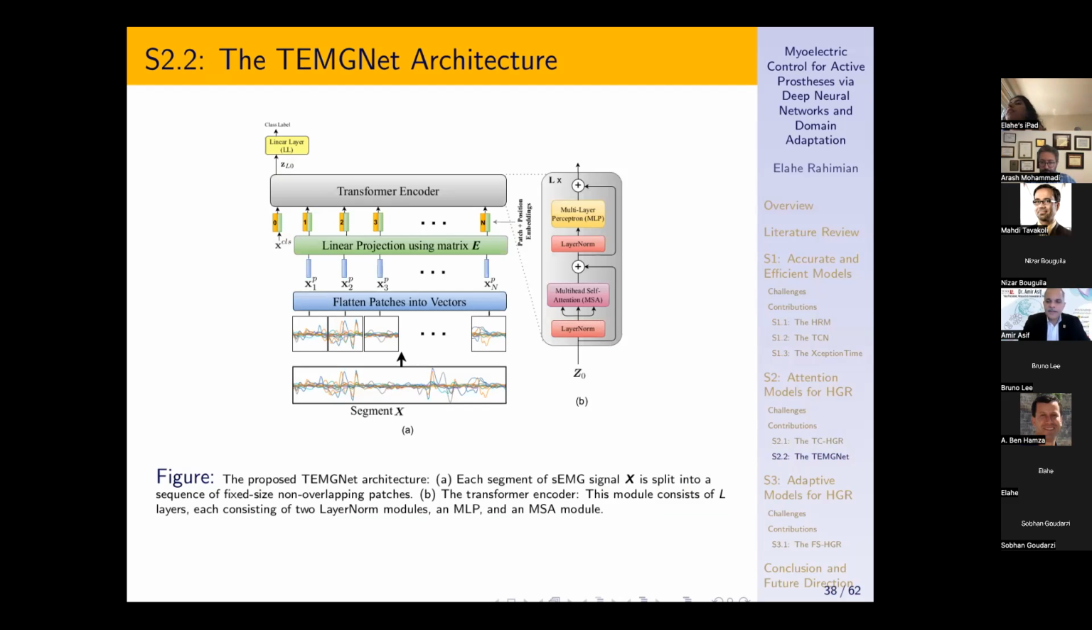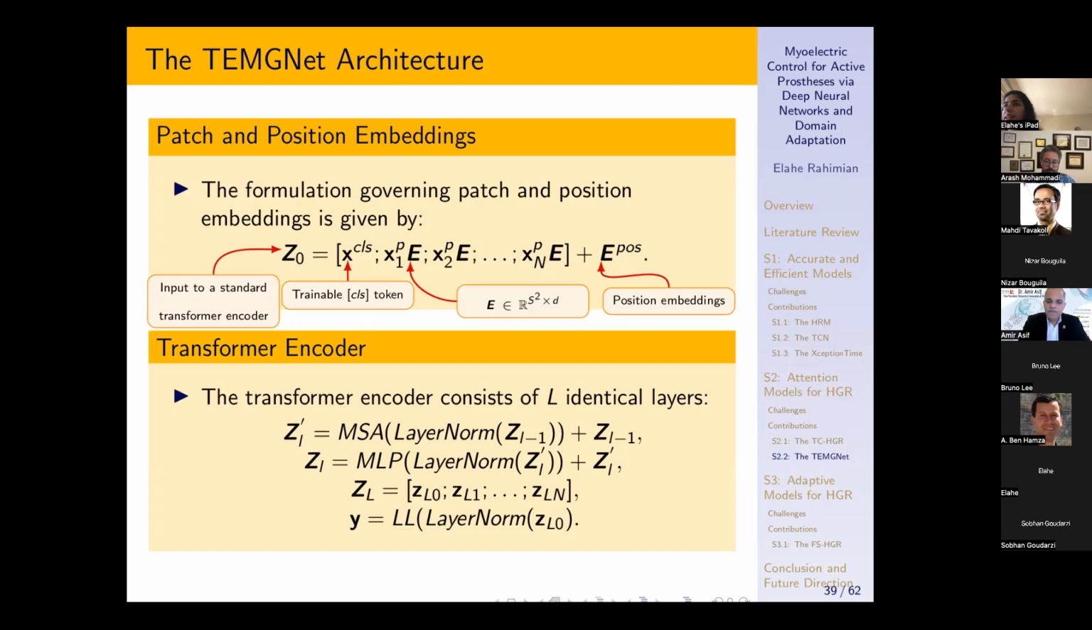Finally, in this section, we will have the TNG-net architecture, which is based on transformers. So we have two blocks here, transformer encoder, which consists of multi-head self-attention and multi-layer perceptron. More specifically, after having the data set and each segment, we should divide that segment into some patches and then embed the patches into a vector and then convert it to a new vector by using matrix E, which is shared among all of the patches.